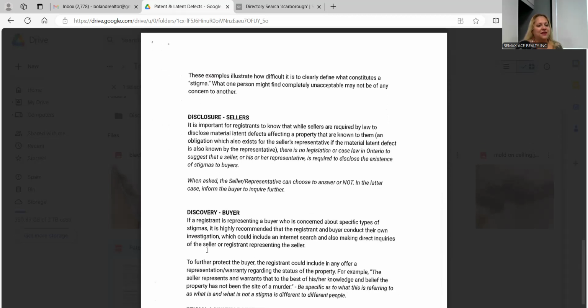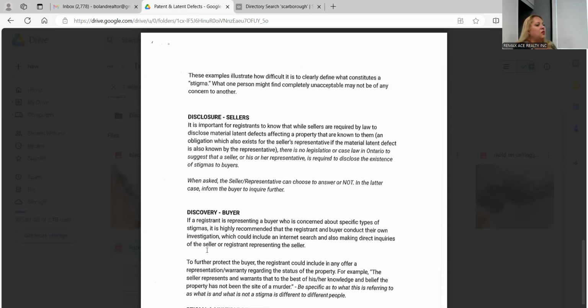So, disclosures by the seller. It's important for registrants to know that while sellers are required by law to disclose material latent defects affecting the property that are known to them, an obligation which also exists for the seller's representative if the material latent defect is also known by the representative, there is no legislation or case in Ontario to suggest that the seller or his representative is required to disclose the existence of a stigma to a buyer.